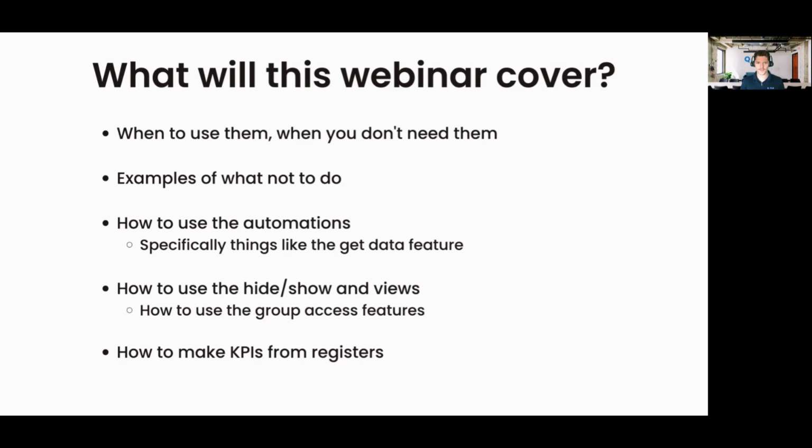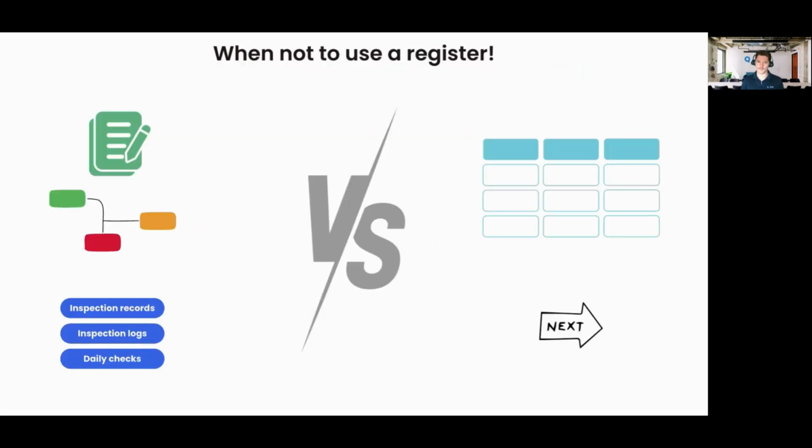So to start off with, we just want to talk a little bit about how you might decide whether a register is needed or not. So in the application, you've got forms, you've got processes, and you've got registers. These are all tools that can be used in different ways, and sometimes there is an overlap, but it really depends on what you're trying to do. But what I'd like to focus on today is some examples that we've seen people use registers for that really they'd be better suited in the form hub or in the process hub.